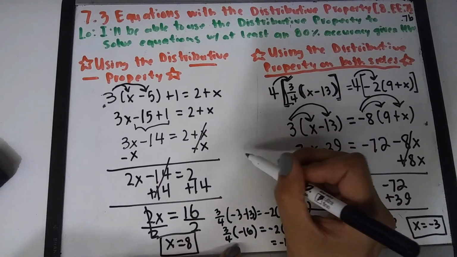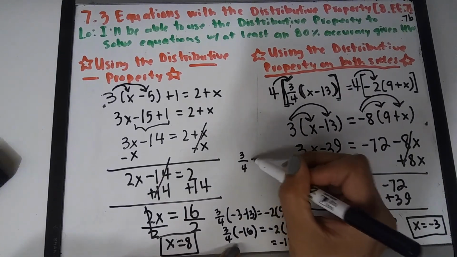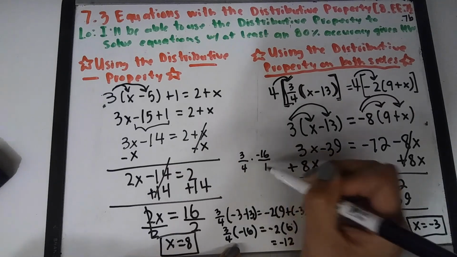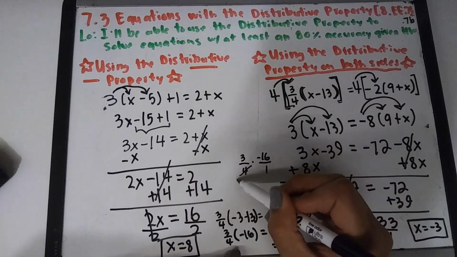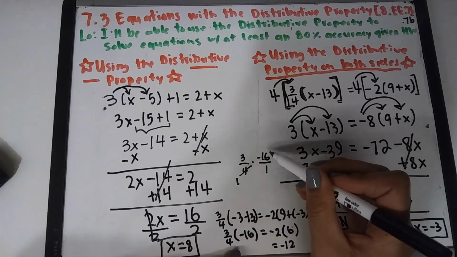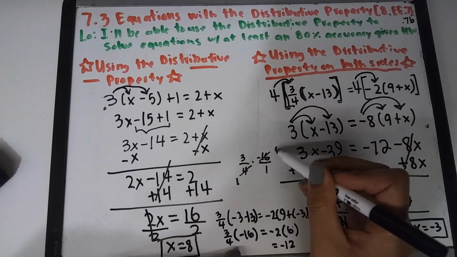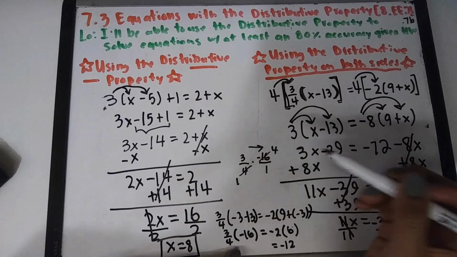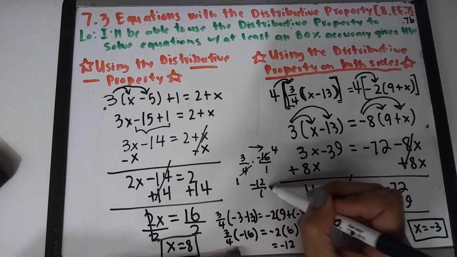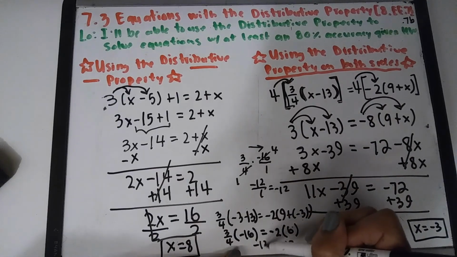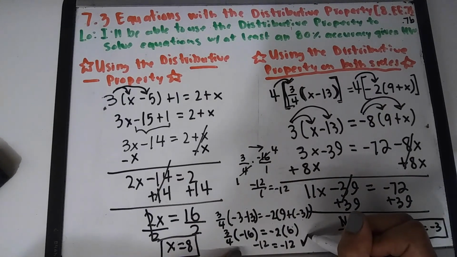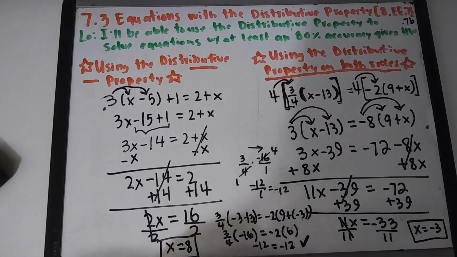Okay, right here I have 3/4 times negative 16. Remember, I can cross cancel right here, so 4 goes into 4 one time, and 4 goes into 16 4 times. So then I have 3 times negative 4, that's a negative 12 over 1, which gives me negative 12. So true that negative 12 equals negative 12. Yes, checked. I'm done. Okay, so that's how we use this distributive property.